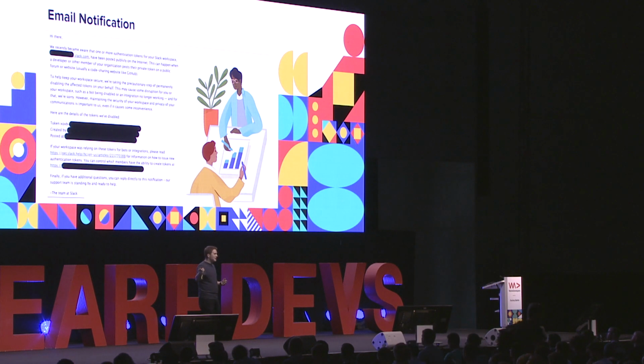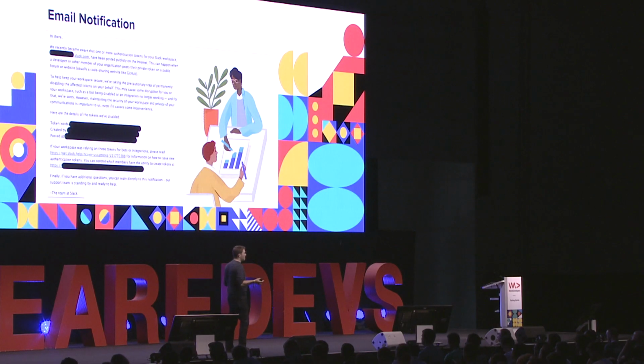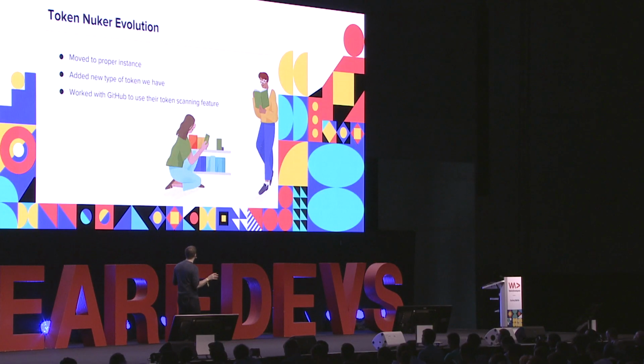So I'm not going to read this whole email notification. We send out a long email to the owner of the token and the owner of the organization, and we say, hey, here's what happened. We have some helpful information for you. Please reach out if you have more questions. And that brings me to the evolution, so where we are today.